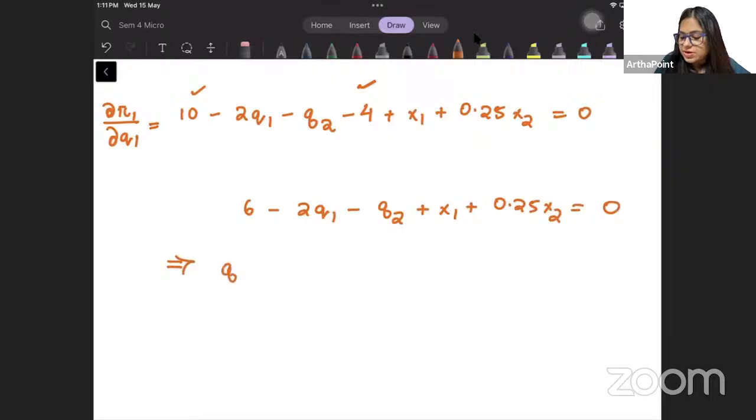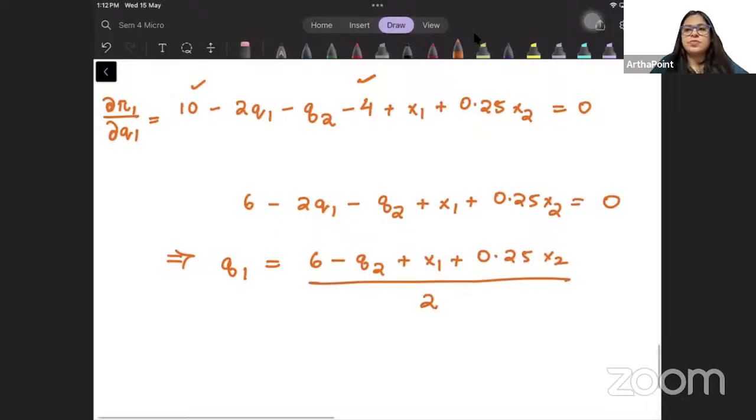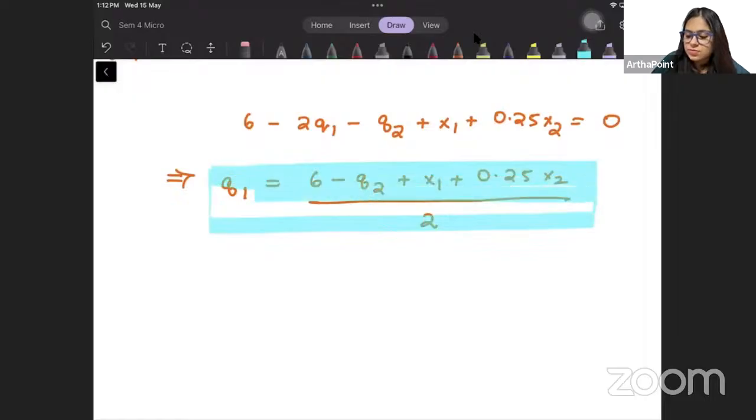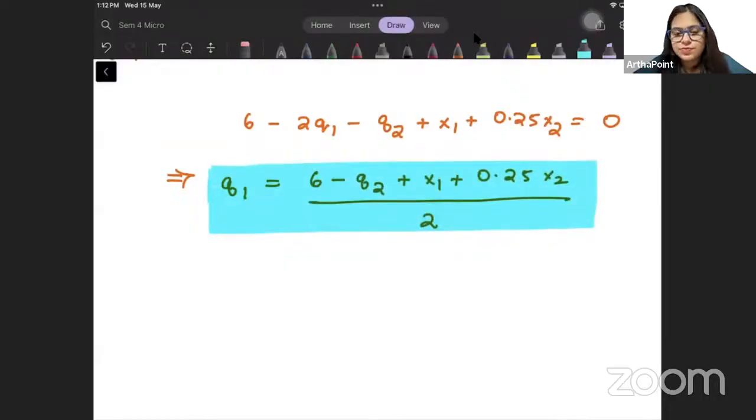So from here, I will get the value of Q1: 6 minus Q2 plus X1 plus 0.25 X2, divided by 2. This will be the value of Q1. This is the value of Q1 in terms of Q2.